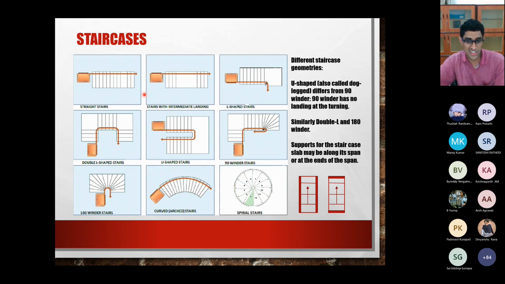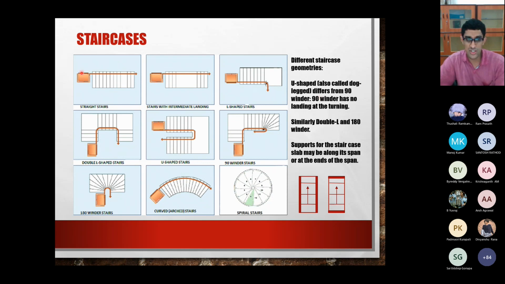So anyway, you're starting from here, going up. You're having steps, then there's a flat part. Whenever in the staircase you have a flat part, that is known as a landing. I think you people would know that.